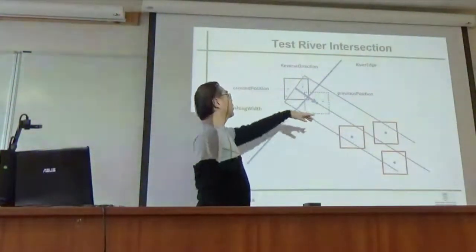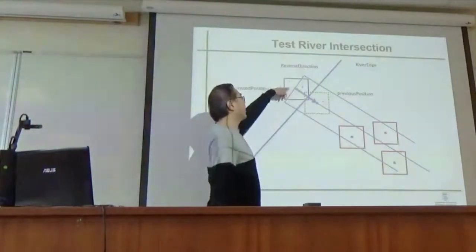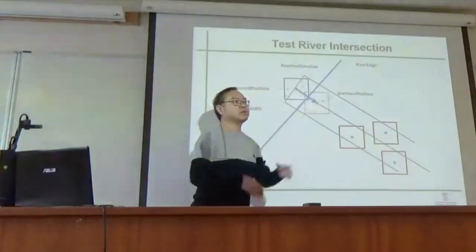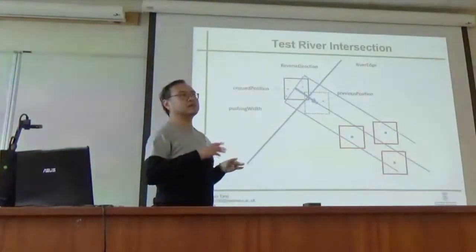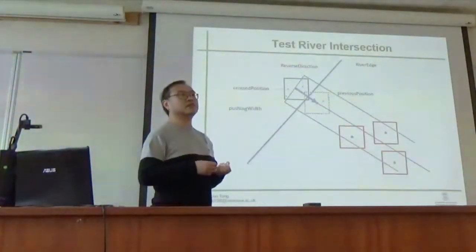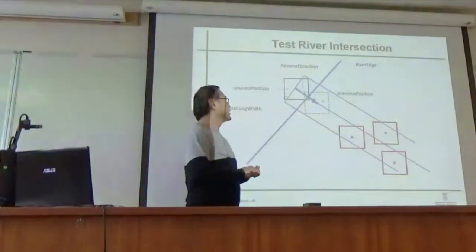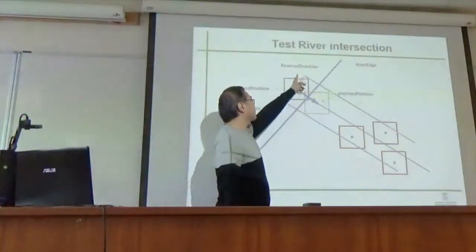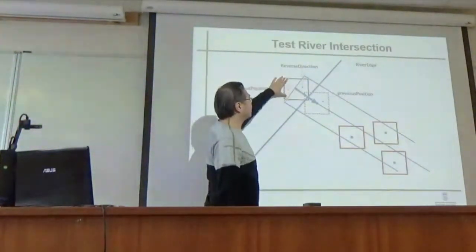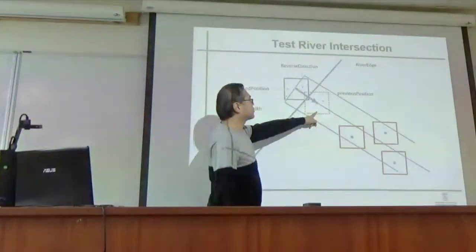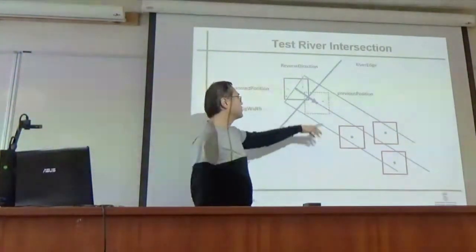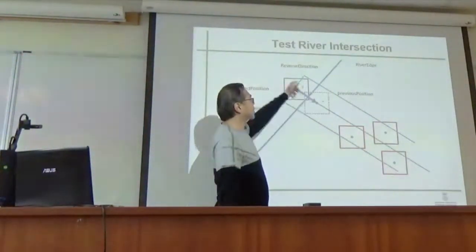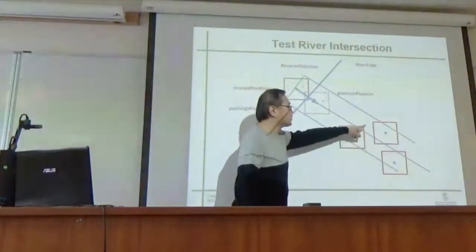So our algorithm will push this current region back to its previous position, which is the last point where the region didn't cross the river. This time I go in the reverse direction, and I push this region back to the previous position. But sometimes this region has some other neighbors which didn't cross the river, so this region didn't move.